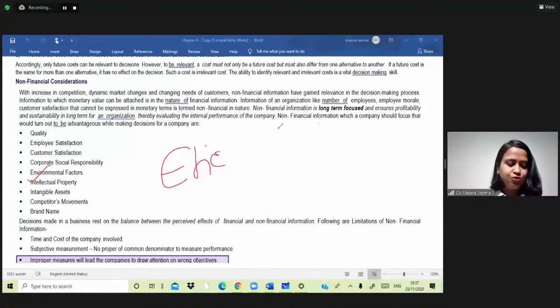traditional cost management. Tell me, it is clear or not? You want me to repeat anything? Is it clear? Say yes or no. Quickly. Yes or no? It's clear?